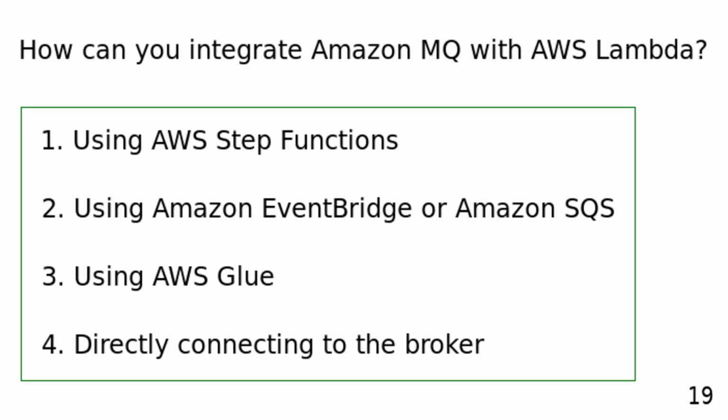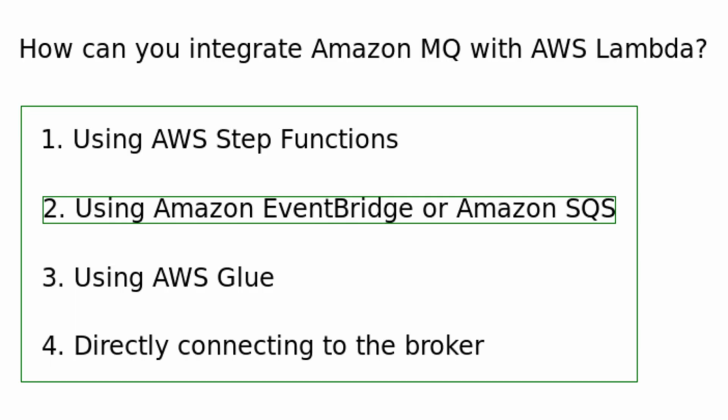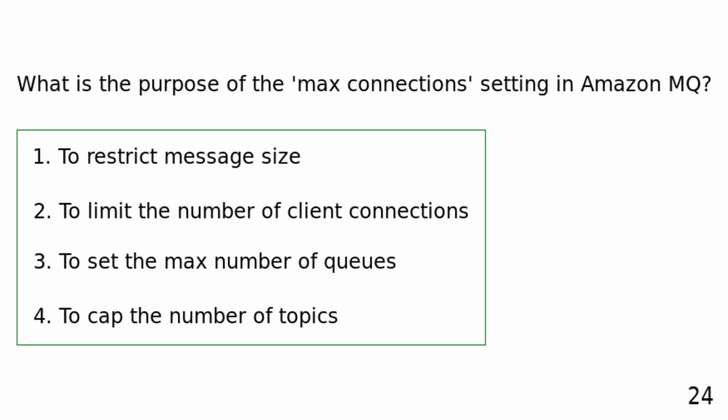Using AWS Step Functions. Using Amazon EventBridge or Amazon SQS. Using AWS Glue. Directly connecting to the broker. You can use Amazon EventBridge to trigger Lambda functions based on MQ messages, or use SQS as an intermediary between MQ and Lambda. What is the purpose of the max connection setting in Amazon MQ?